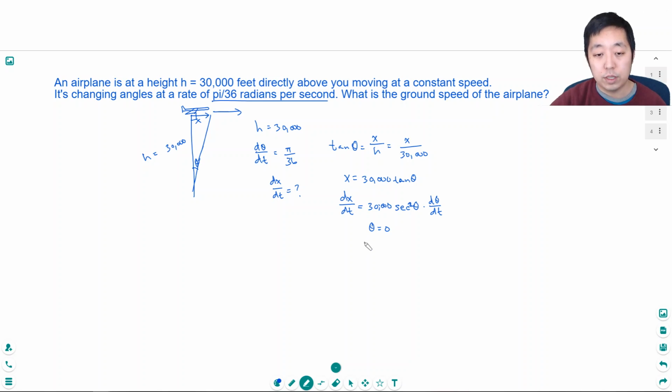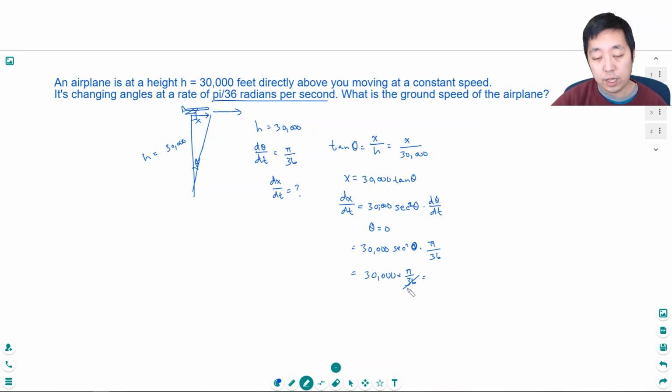So we're going to do 30,000 secant squared of 0 times d theta dt. Instead of d theta dt, I'm going to put the actual number, which is pi over 36. What's the secant squared of 0? Well, secant is 1 over cosine. Cosine of 0 is 1. 1 over 1 is 1. 1 squared is 1. So this is just 30,000 times pi over 36.